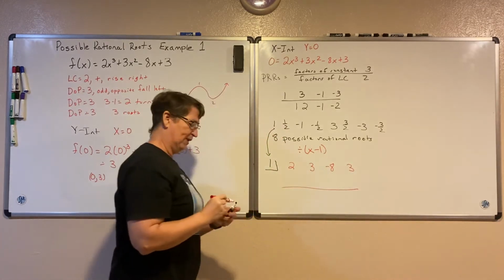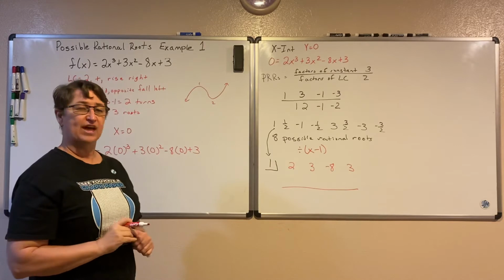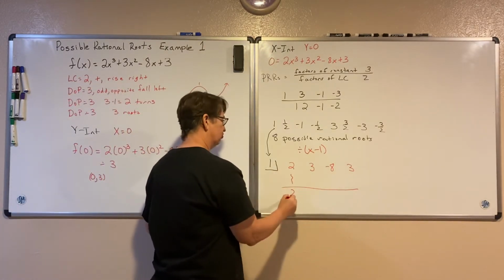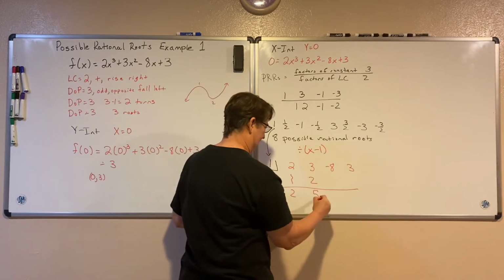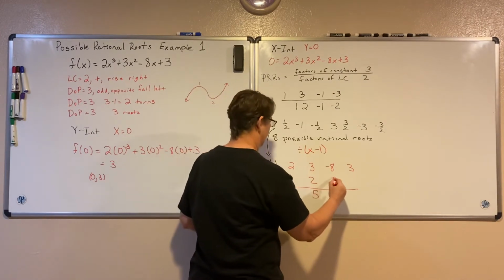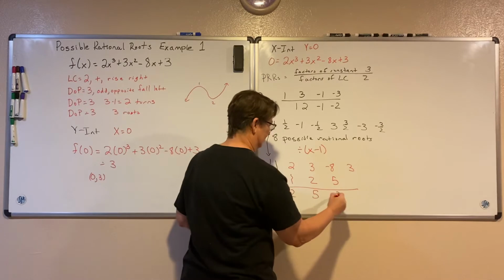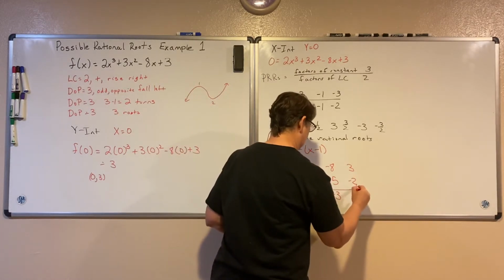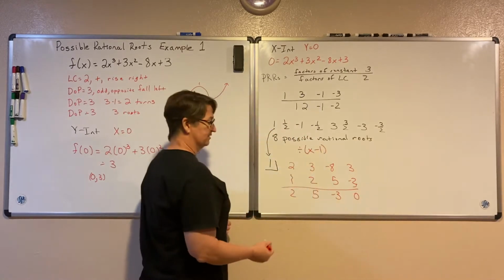I'm going to use synthetic division. So I'm using the synthetic division. Drop down that 2. 2 times 1 is 2. Add, you get 5. 1 times 5 is 5. Subtract, you get -3. 1 times a -3 is a -3. And add that, and you get 0.